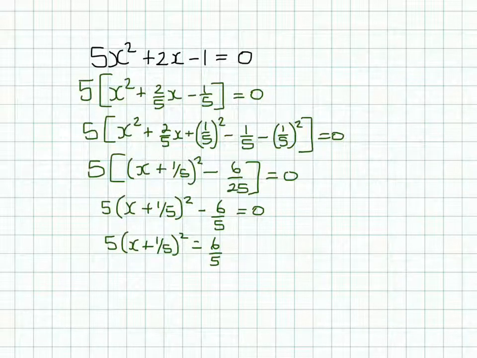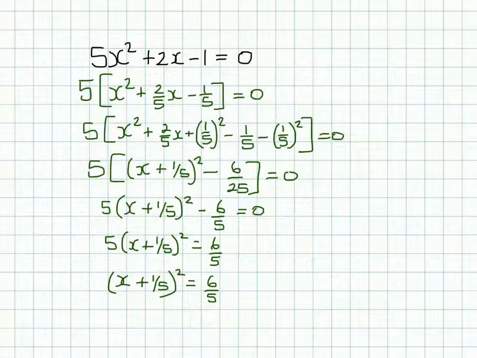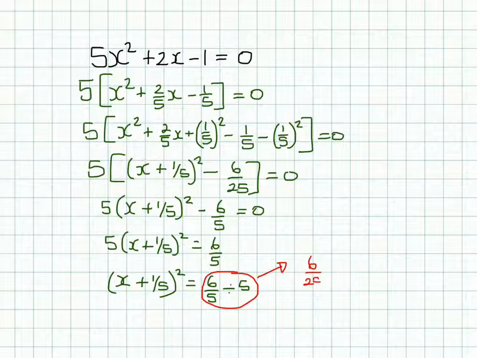And once I do that, I'm now going to get x plus a fifth all squared is equal to 6 over 5. Well, divided by 5 is the same as multiplying by a fifth. So I'll just put this in red over here to basically say that this is going to work out as 6 over 25. Okay, so when you divide by 5, you're basically multiplying by a fifth.